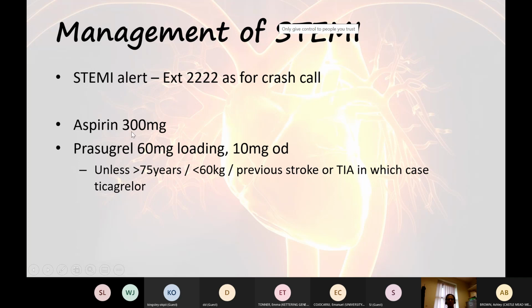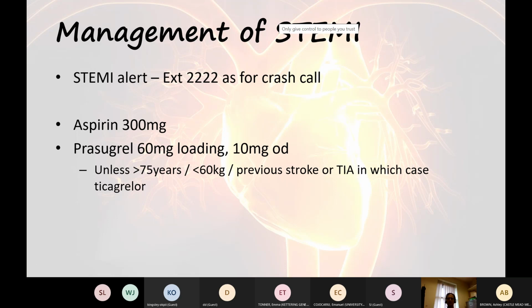We give them aspirin as before, but instead of ticagrelor, we use prasugrel. Prasugrel has been shown to be slightly superior in this situation. So we give a 60 milligram loading dose, then 10 milligrams once a day thereafter, unless they are over 75, under 60 kilos, or have had a previous stroke or TIA, in which case we would use ticagrelor. I hope that all makes sense.